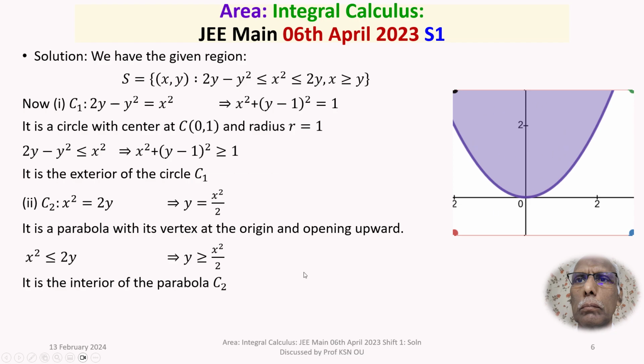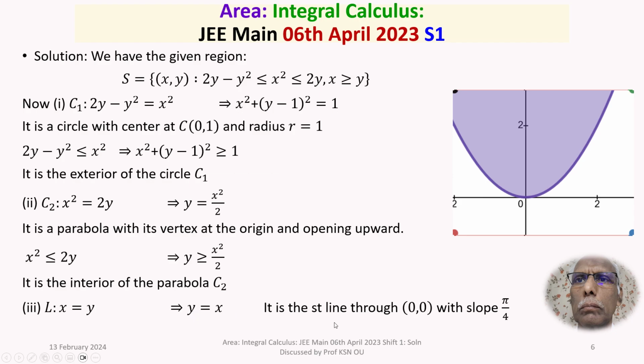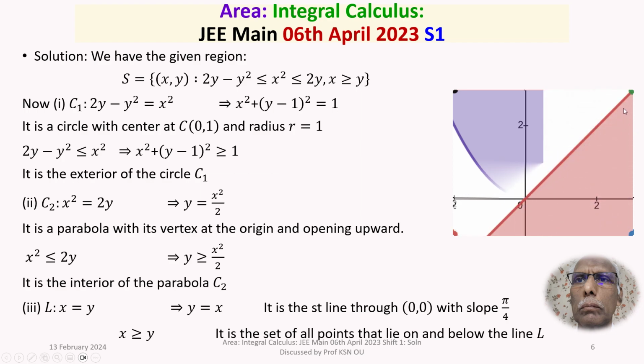Right. The third one is the line x is equal to y. The line x is equal to y means y is equal to x. It is a straight line passing through the origin with the slope pi by 4. So x greater than or equal to y means y less than or equal to x. It will be the set of all those points that lie on the straight line y is equal to x, and all those points that lie below the line L. So this is the line passing through the origin with slope pi by 4.